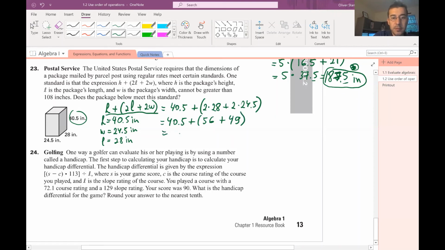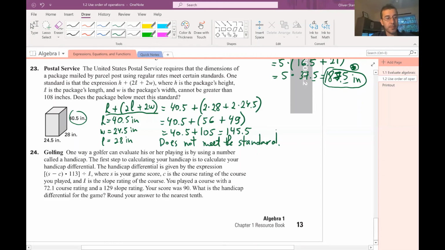So this becomes 40.5 plus this is 90, 105, so 105, or this is 145.5. So it cannot be greater than 108. It is greater than 108. So it does not meet the standard, because the package is greater than 108 inches, the standard.